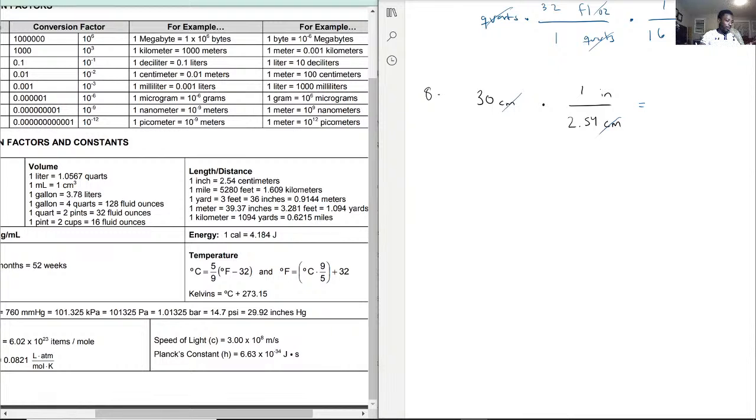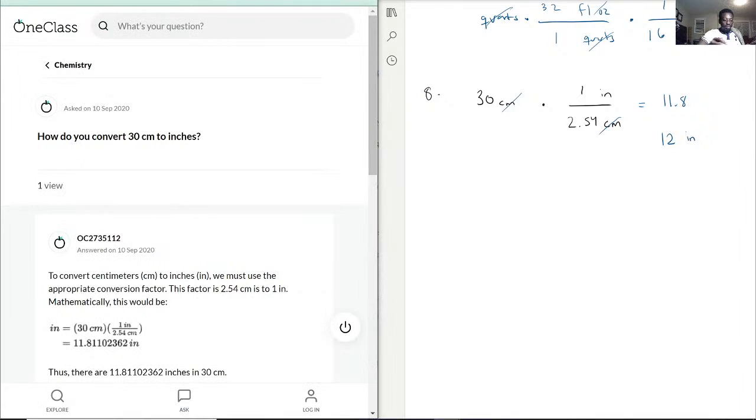Okay, let's get onto our calculator. 30 divided by 2.54, and we get 11.8, or if we round it based on the significant digits, we get 12 inches as our answer. Okay, and that would be how you convert it.